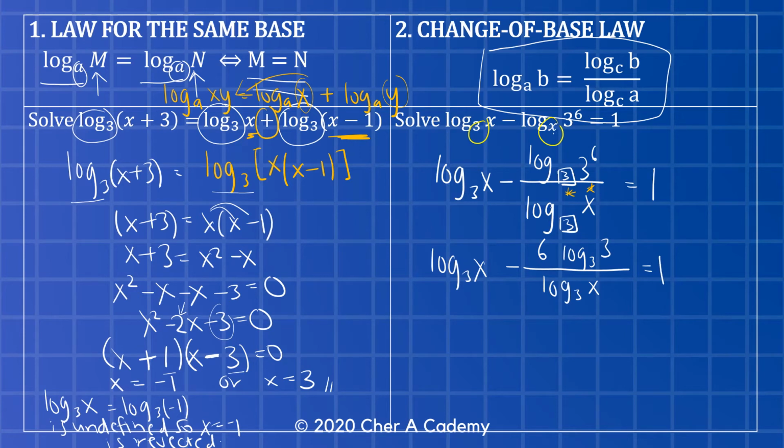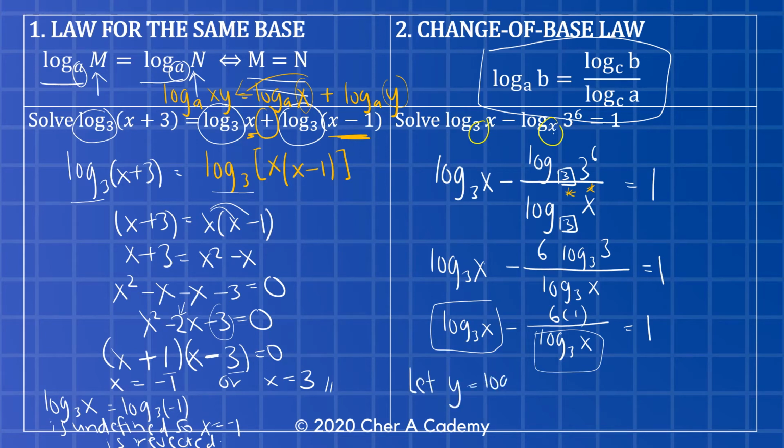So log base 3 of x minus 6 times 1 over log base 3 of x equals 1. I have log base 3 of x here, and I have log base 3 of x here in the denominator. What I'm going to do is let y equal log base 3 of x. Then my equation will become y minus 6 over y equals 1.